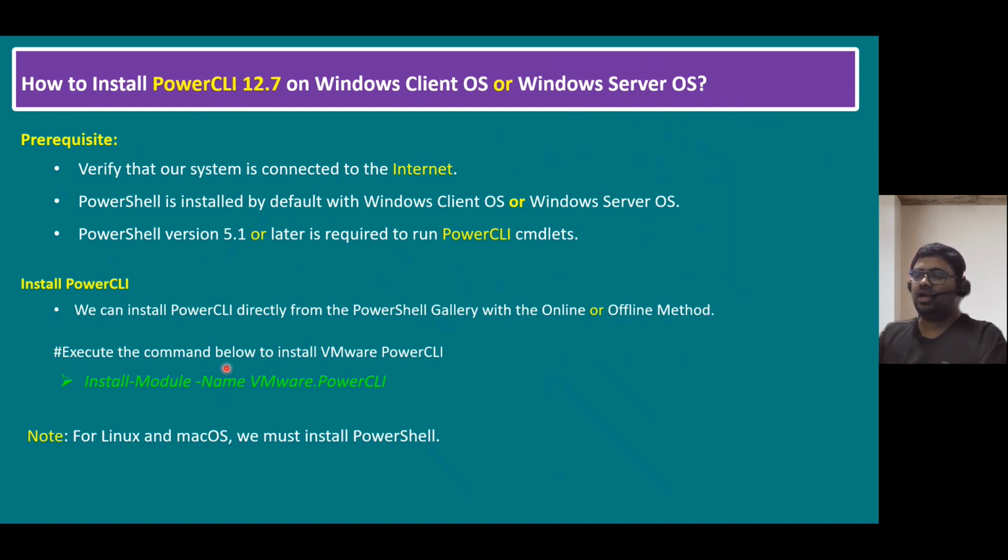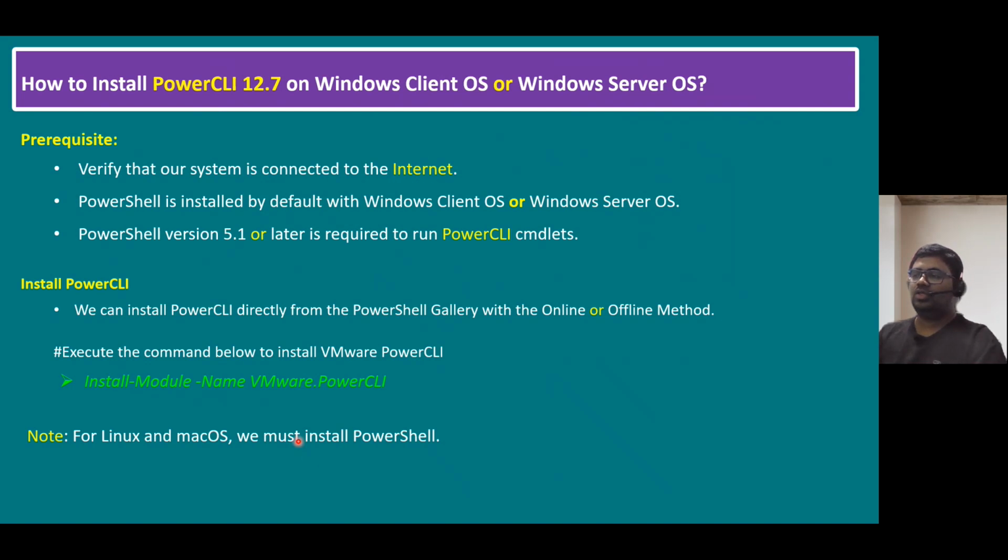And execute the command below to install VMware PowerCLI. The command is a direct, straightforward command. We need to use Install-Module -Name, and since we are planning to install PowerCLI, we need to enter the name VMware.PowerCLI. This is the only command. This command will help us to install the PowerCLI, but the condition is we must have an internet connection.